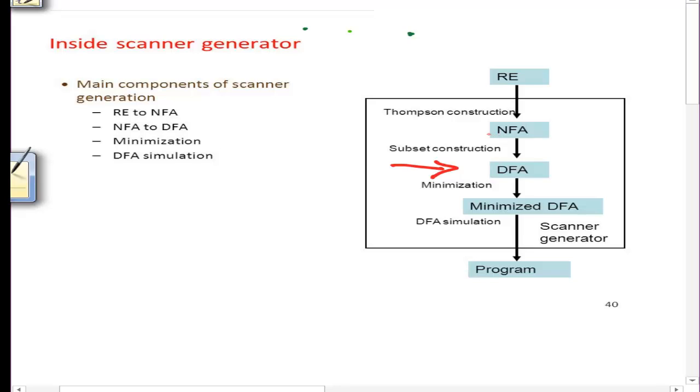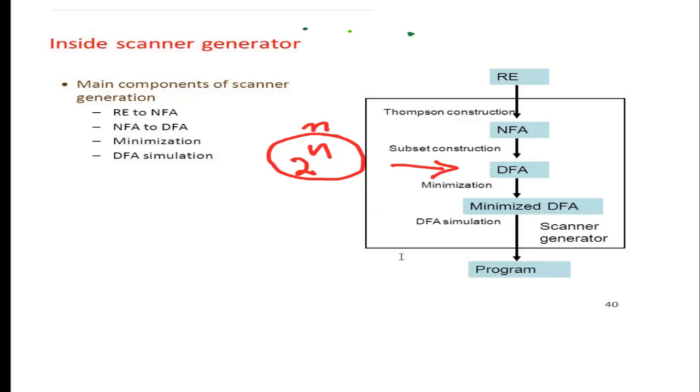Why do we do so? Because if an NFA has n states, the DFA can have 2 raised to the power n states. That's a huge thing. So we would like to minimize it for many reasons, because the DFA size will determine 3 things. One is the space.